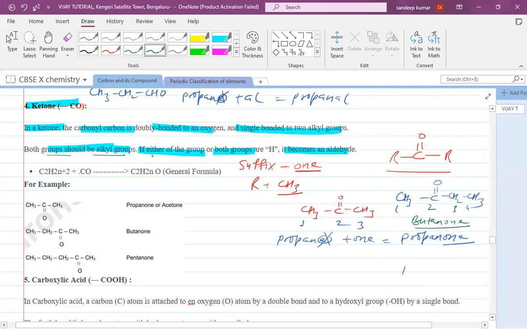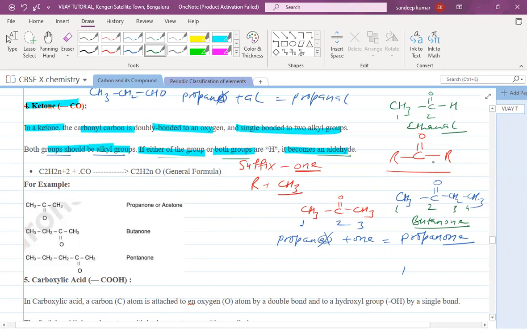If either of the groups or both groups are H, it becomes an aldehyde. See what they are trying to tell; you should understand here. If they give a CH3 here, you are writing CO, right? If this side is H, which they are asking, then this is an aldehyde. Means 1, 2: two carbons is ethane. And as it is an aldehyde, so it is ethanal. Am I clear?